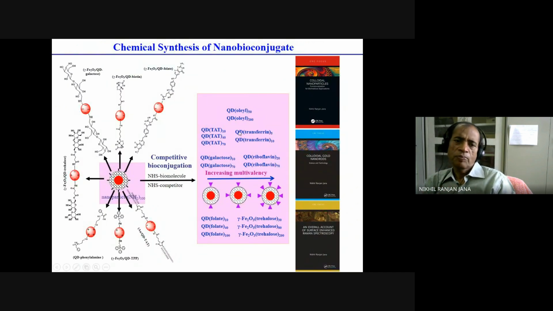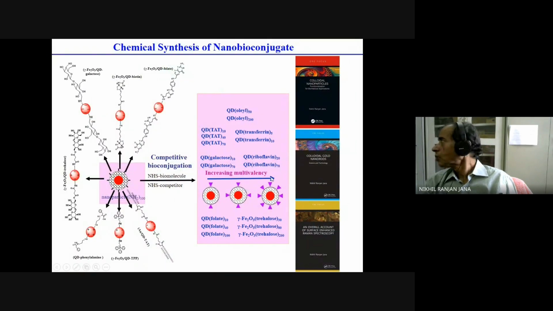So these are the types of particles, these are the examples from our lab. We make these particles. Nanoparticles terminated with different biomolecules: galactose, biotin, folate, triphenyl phosphonium (TPP), some kind of peptides. And also we need to control their numbers per particle, because these are kind of valencies. Because through these biomolecules they interact with the biological interface, and these are kind of valencies. By controlling this valency, you can control the interaction.